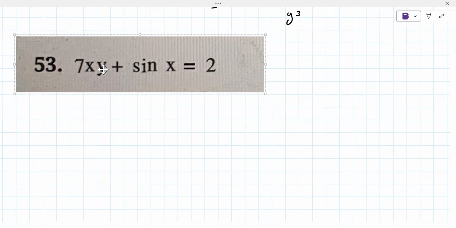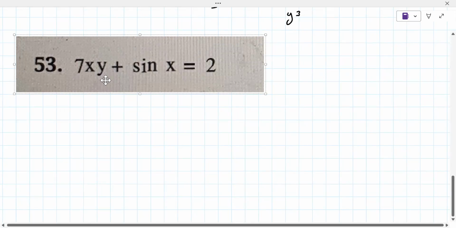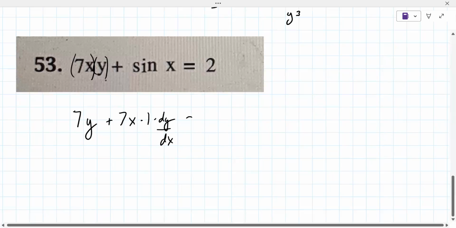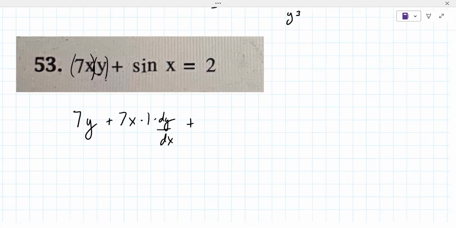Okay, so the first one here, product rule. The derivative of the first, that's 7, derivative of 7x, I'm treating it as 7x times y. So the derivative of 7x is 7, keep the second, plus the first times the derivative of y, which is 1 dy dx. Then, sorry, plus the derivative of sine is cosine x equals 0.